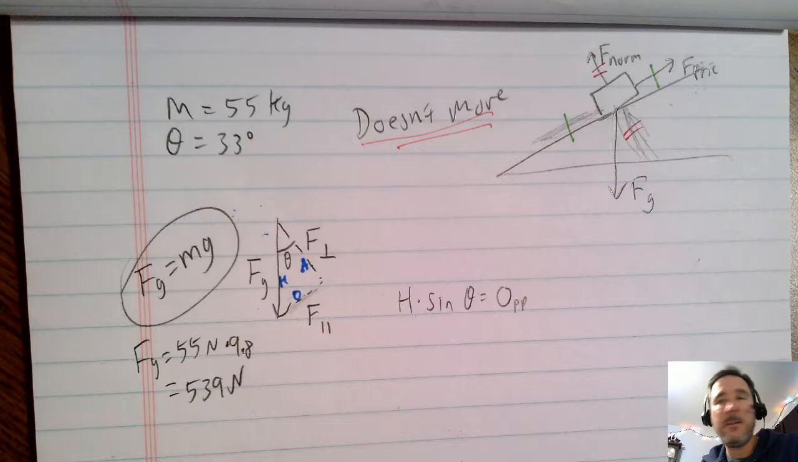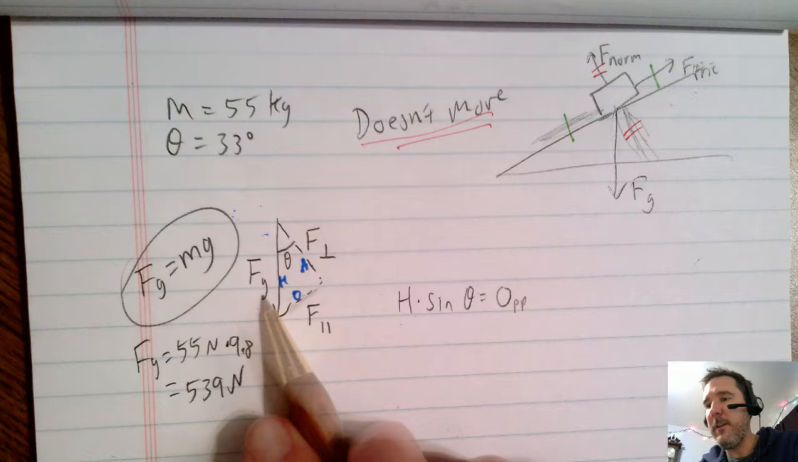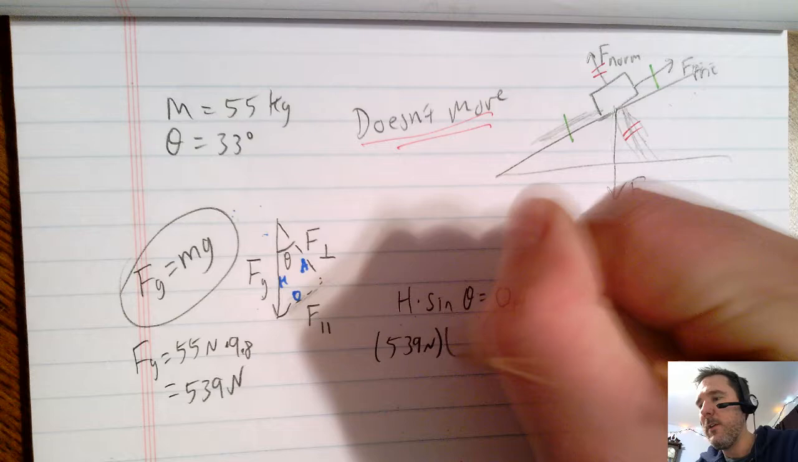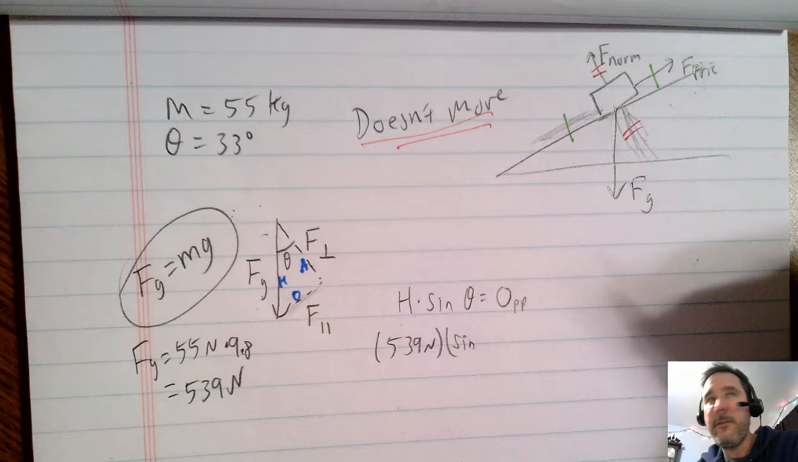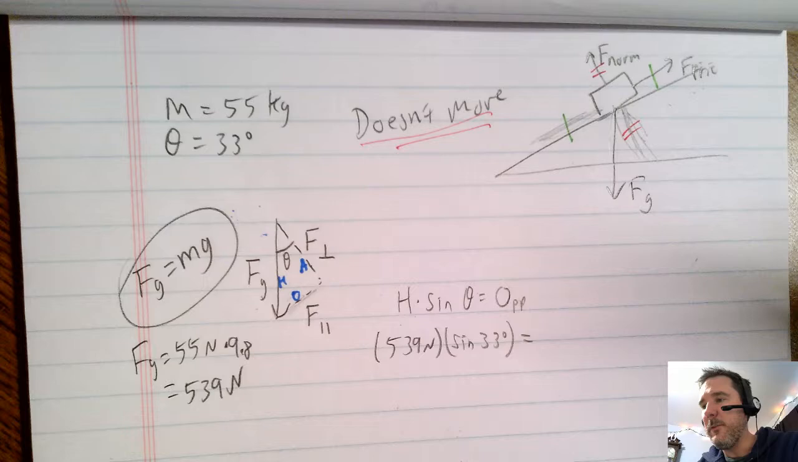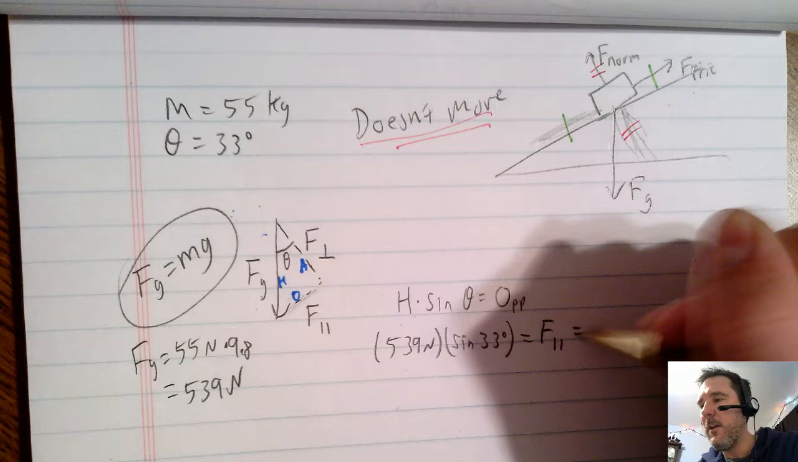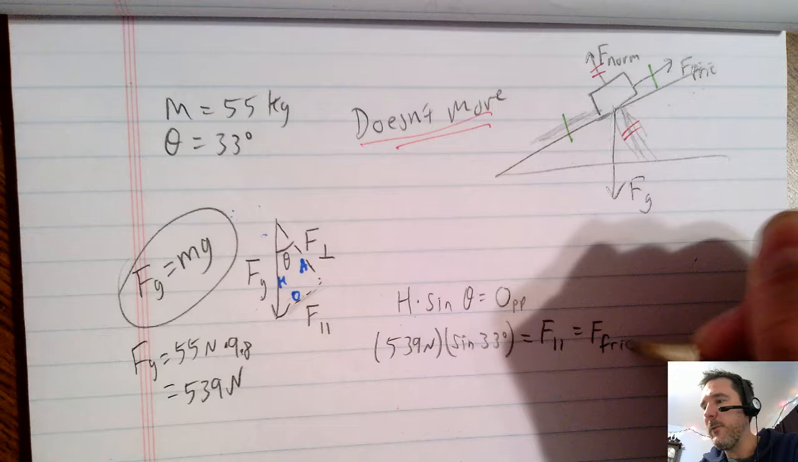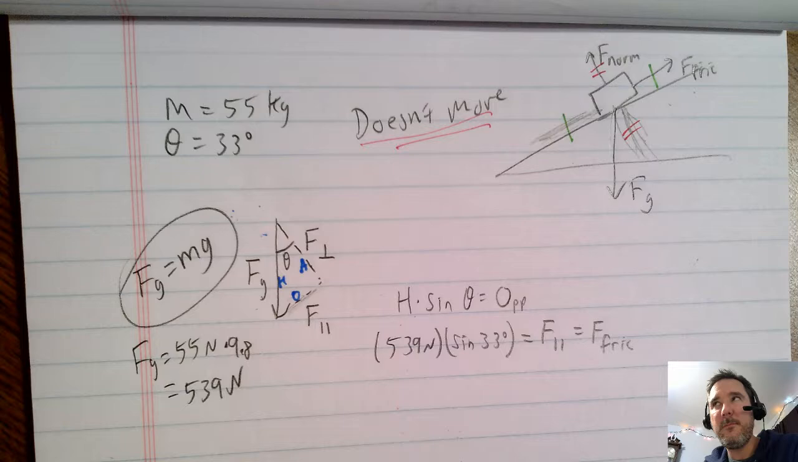So H is my force of gravity, 539 newtons, times the sine of theta, 33 degrees in this question that I basically just made up. And that's going to be equal to my opposite side, which is what I'm sort of trying to find, which is my F parallel, which is equal to, because they're balanced, my force of friction. So once I figure this out, I basically have my answer.